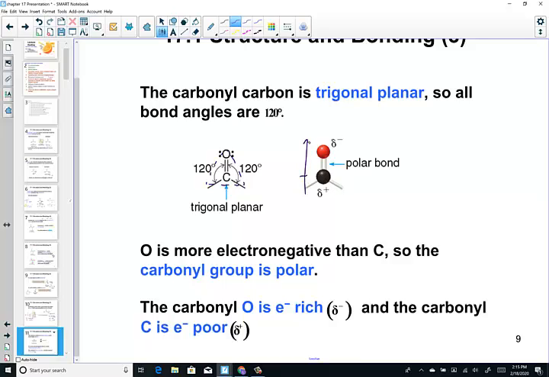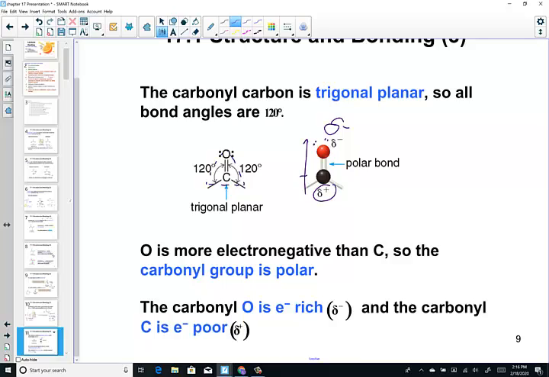The carbonyl group is polar. That tells us the oxygen is very electron rich. Remember, these are electrons up here, so we have a very rich electron cloud. And the carbonyl carbon itself would be electron deficient. This will play a role in a later lesson when we talk about physical properties.